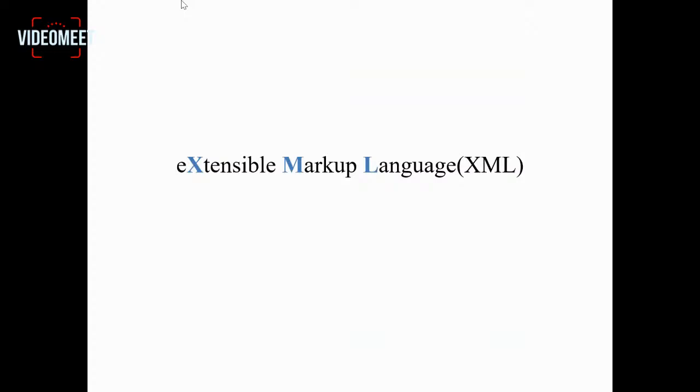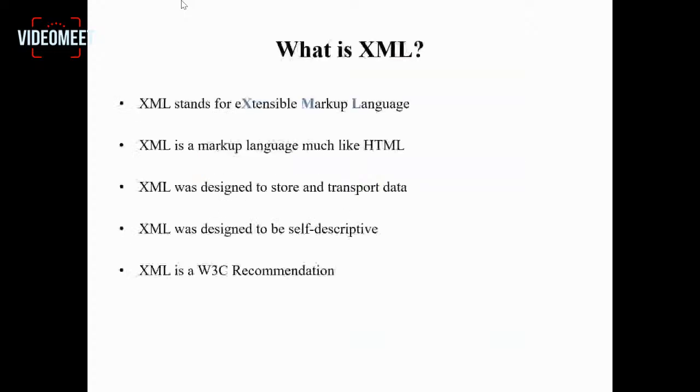So extensible markup language. This is what we are discussing now. As I told you, what is XML and what is its purpose? XML stands for Extensible Markup Language. It is a markup language much like HTML. It was designed to store and transport data. It was designed to be self-descriptive. Self-descriptive in the sense we can create our own tags, right? And it is a recommendation from W3C.